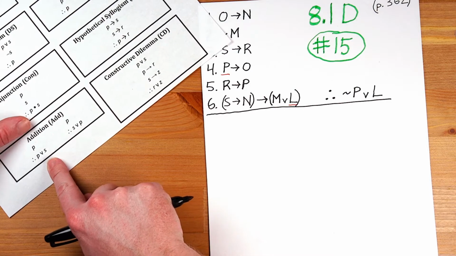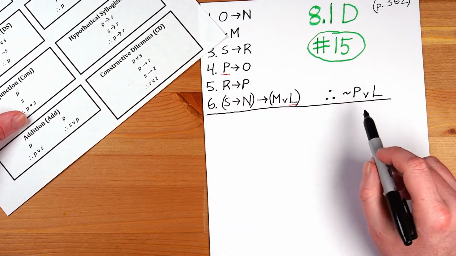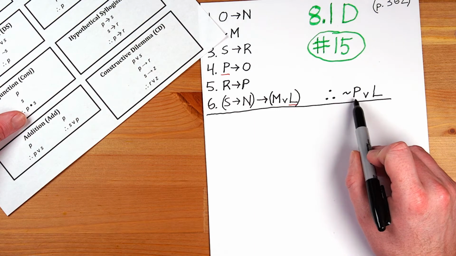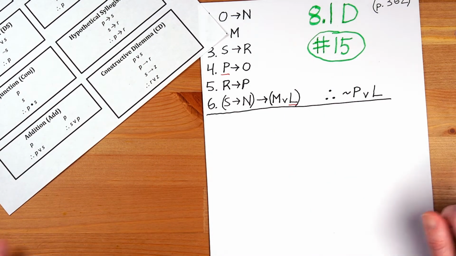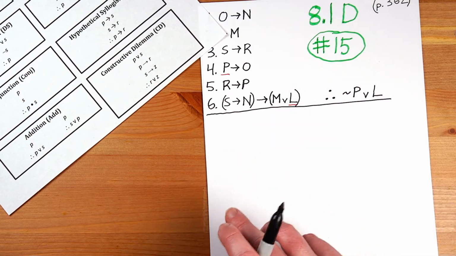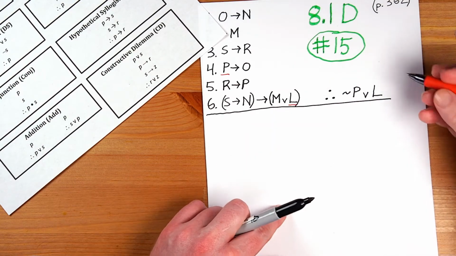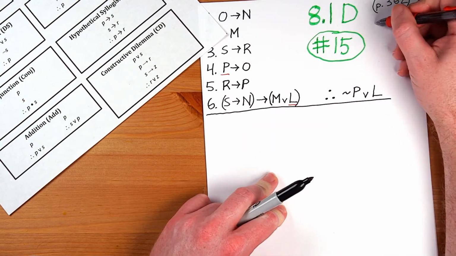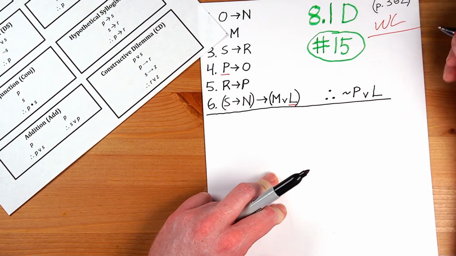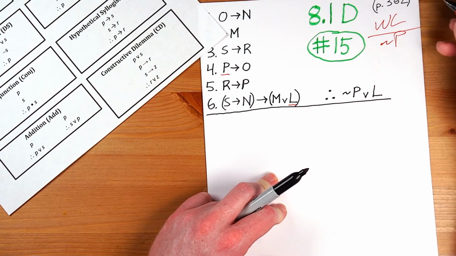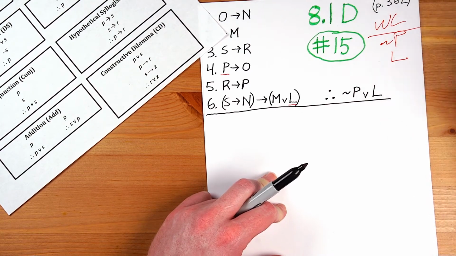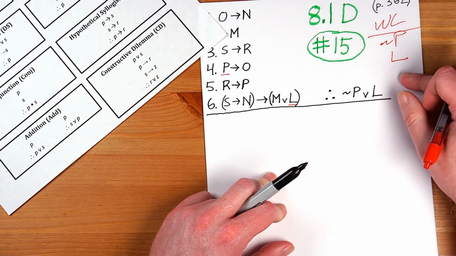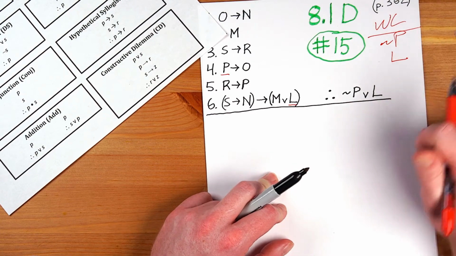So to use addition, that means we're going to want to get either the left side or the right side of the disjunction all by itself, and then we can just add the other side. So if we do a wish list, let's see, we can do it right there. Not P is on our wish list, but also L. If we could get either one of those things, we could just add the other. So we wouldn't even need to worry about the other.